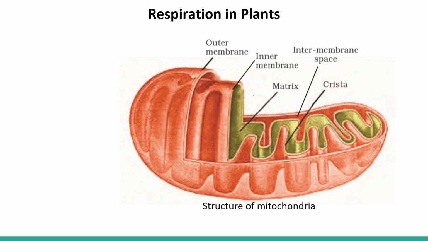Now let's discuss the structure of the mitochondria. Mitochondria is a double membrane structure, which means it consists of an outer membrane and an inner membrane. Then we have the matrix. The matrix is the fluid of the mitochondria, which consists of all the enzymes responsible for the biochemical pathway, and also the coenzymes such as NAD, NADH, and FAD.